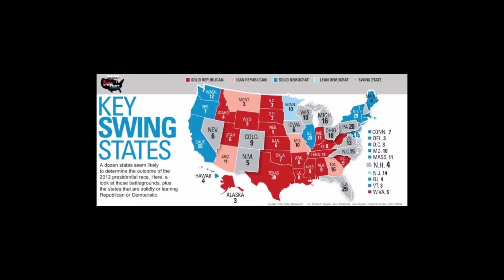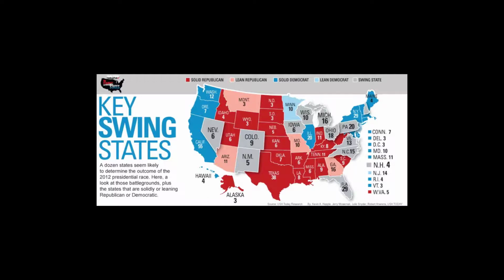Some states, for example, are seen as nearly guaranteed wins for a particular party. Republicans can generally count on winning Texas, Alabama, Mississippi, and Louisiana. Democrats can generally count on winning New York, California, Oregon, and Massachusetts. As a result, candidates from both parties will do little campaigning in those states, since it is seen as a waste of time and money.